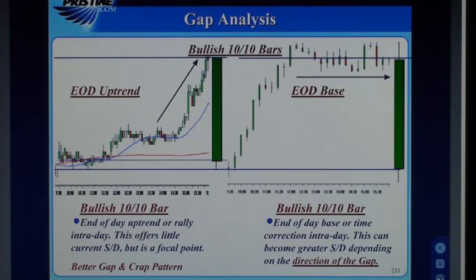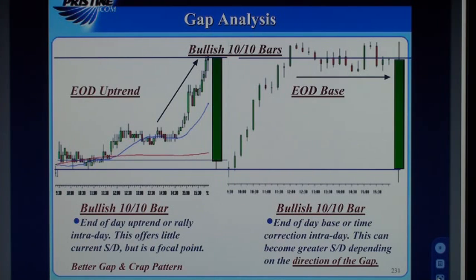With bullish bars, we'll be looking for whether they formed end of day uptrends or end of day bases. The end of day uptrends will provide little to no support if prices were to start to move back inside of that bar's range after a gap up. So these are better gap and crap type patterns.